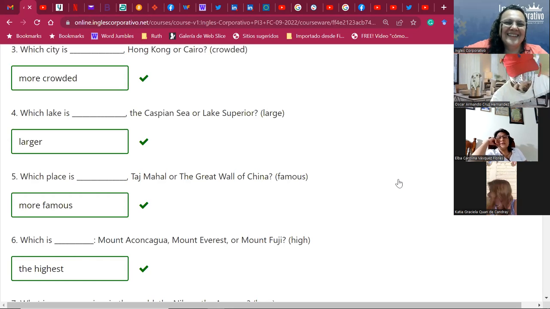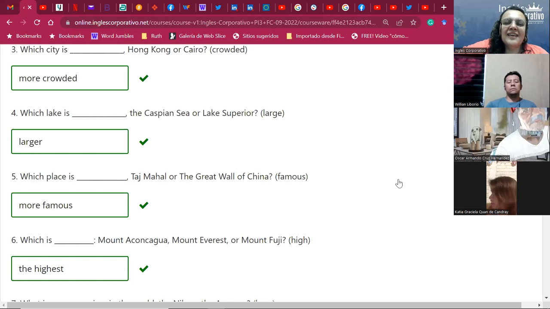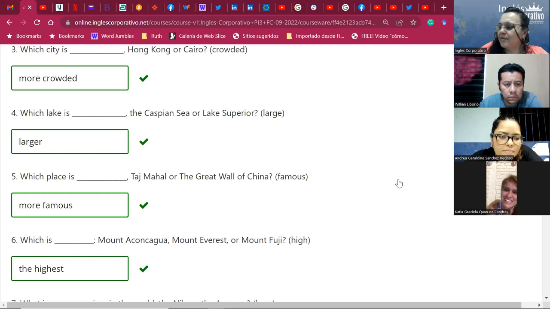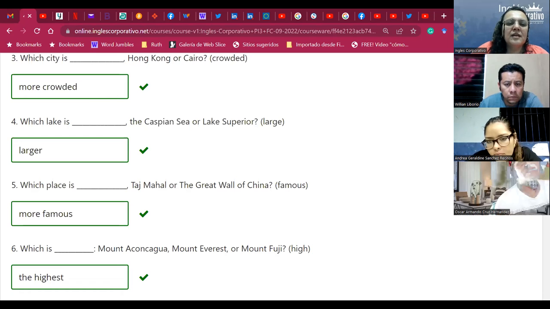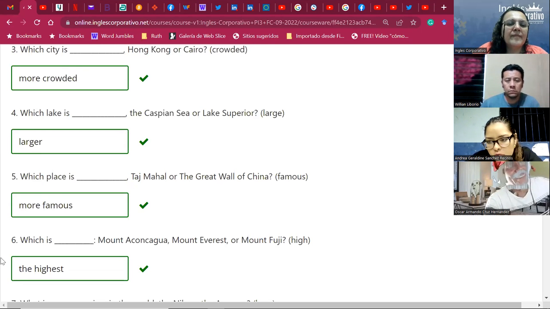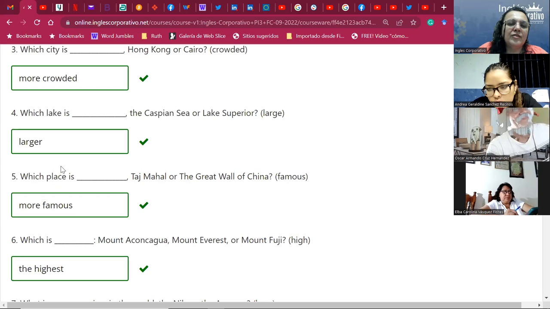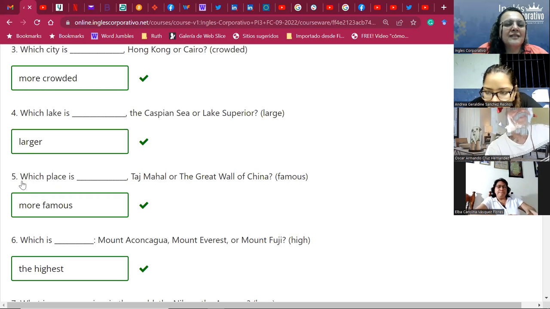Híjole, voy a... Which is the larger lake? Lake Superior, I think. Okay. That's the one between Canada and United States. Teacher, el más rápido es el más extenso del mundo. Okay, then it's the larger. Yes. Tal vez ella solo se dedicó a América. En América tal vez es el más grande, Lake Superior.